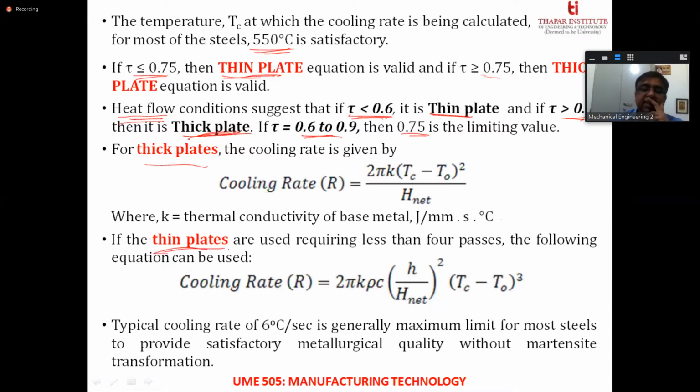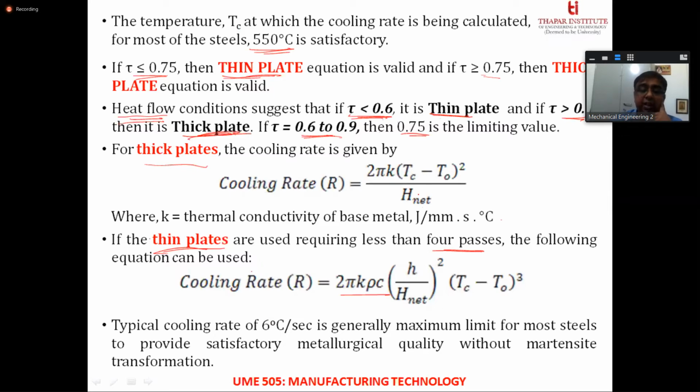Now, thin plates are those plates which require less than 4 passes of welding for a joint. So if you are using 2 or 3 passes to join a metal together, then you are using a thin plate, and the formulation for thin plate is 2 pi k rho C (H upon H net) whole square into (Tc minus T naught) whole cube. So these are standard equations and standard formulations that you have to remember.